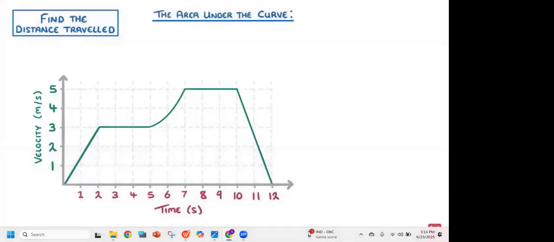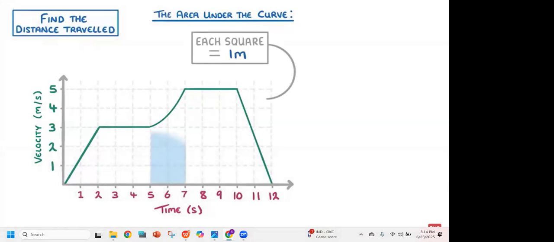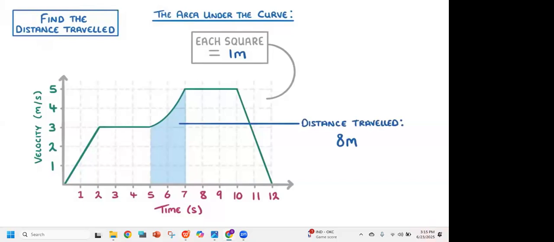For example, in this graph, each square in the grid is equal to 1 meter of distance travelled. So for our curved section, we've got 6 full squares, 1 square that's nearly full, and these other 2 that are almost half full. For these partially full ones, you want to try and combine them to make a full square. So here we can count these 2 halves as 1 whole. And then if we add up all of our blue squares together, we've got a total of almost 8 squares, which means that the total distance travelled over these 2 seconds would be around 8 meters.